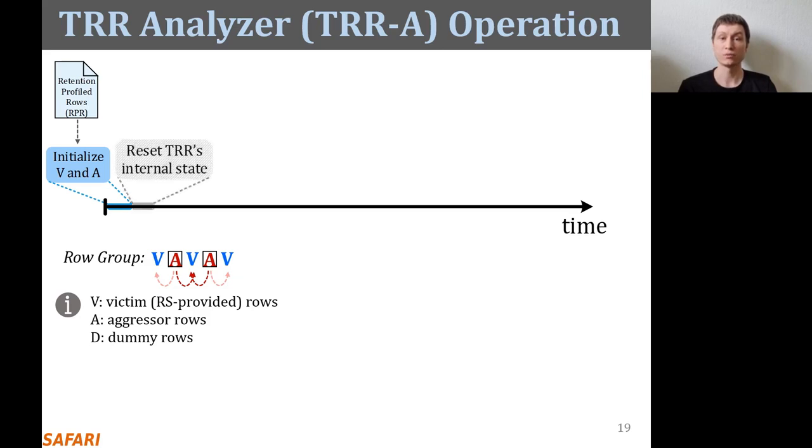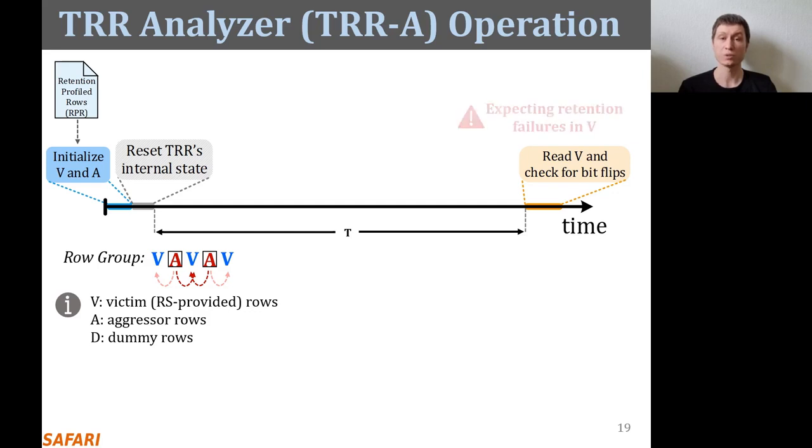Second, TRR Analyzer performs a set of operations to reset the internal state of the TRR mechanism so that it isolates the experiment about to be run from the prior experiments that could have potentially changed TRR's mechanism state. This step is optional, and we provide more details in the paper on why this step is sometimes needed and how we reset TRR's internal state. If TRR Analyzer does not activate any of the victim rows for their profiled retention time t, we expect to see bit flips due to retention failures in these rows once we read their data back.